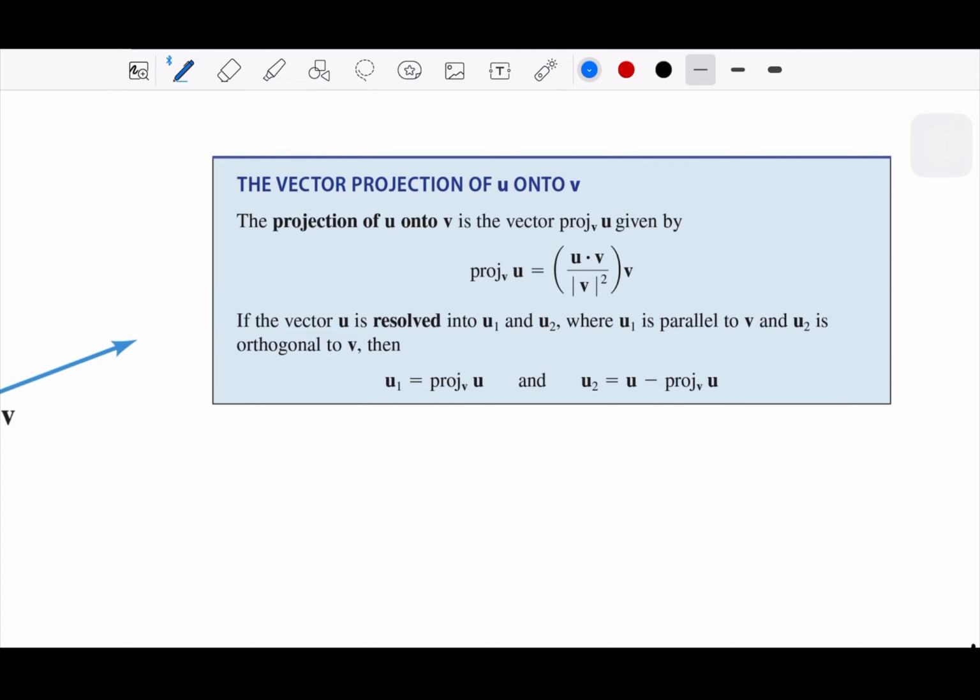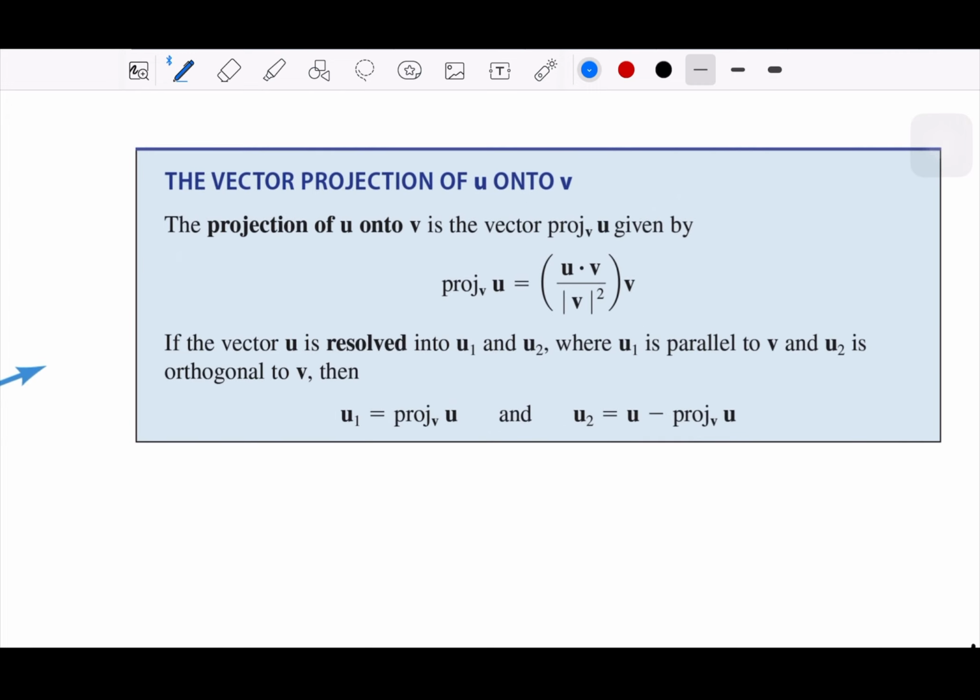And then we could also conclude that if the vector is resolved into u1 and u2, two vectors, where u1 is parallel to v and u2 is orthogonal to v, then this will be the projection, and the other vector is the vector minus the projection. Okay? So one vector becomes two vectors.